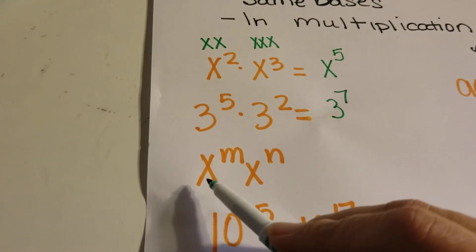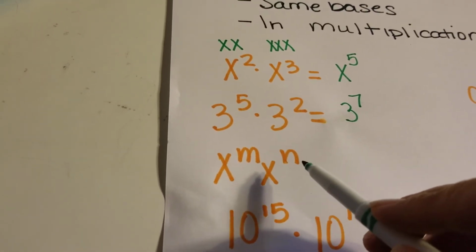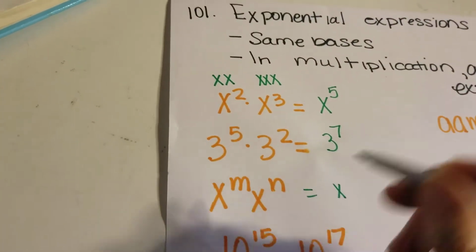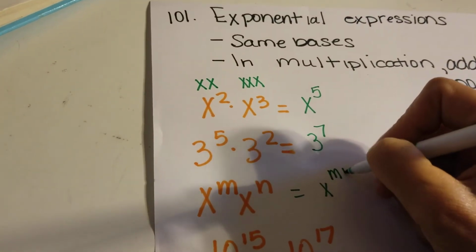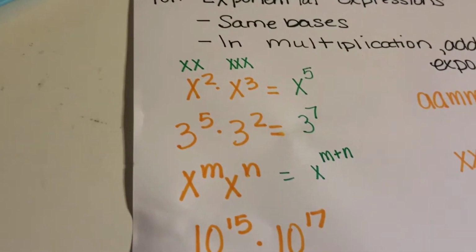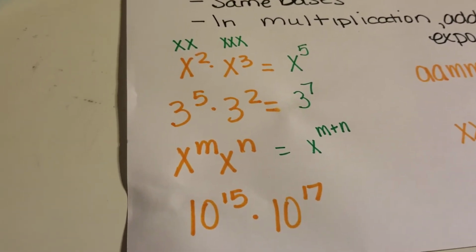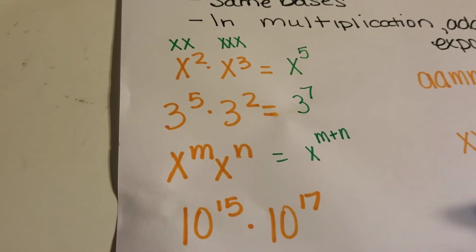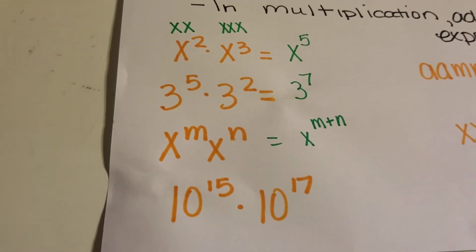Now here it's a little weird. I have x to the m and x to the n. So we keep my base the same and we add our exponents. So that's going to be m plus n. That is actually the mathematical form of adding exponents when multiplying. So that's the general mathematical form that you might see sometimes.